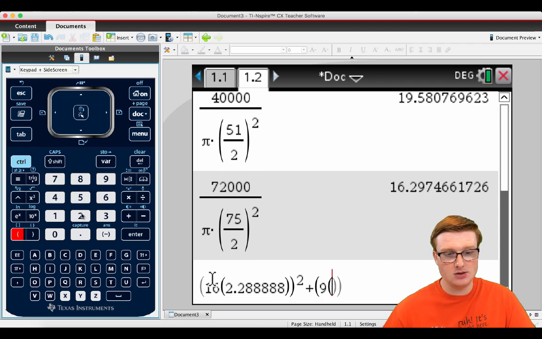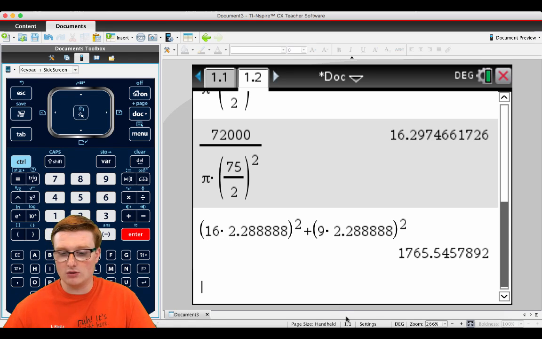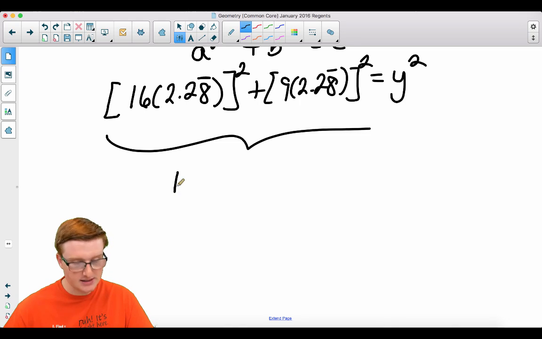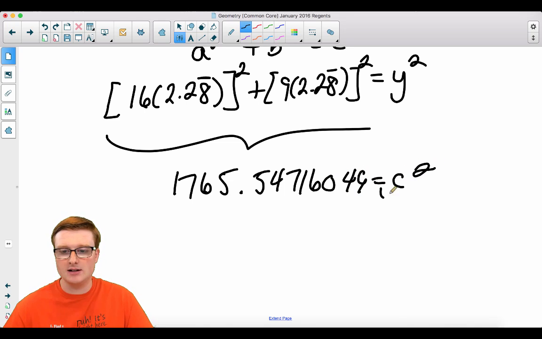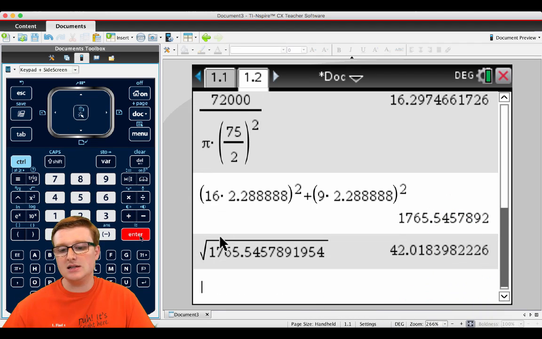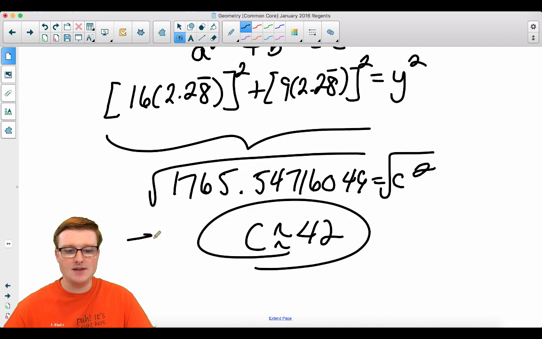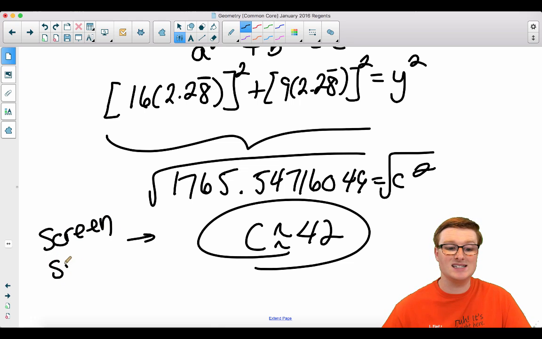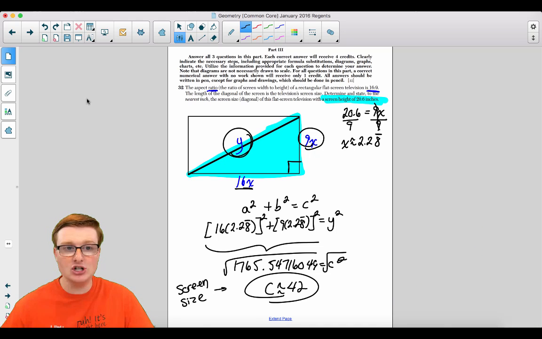Plus 9 times 2.2, 1, 2, 3, 4, 5/8, and then square it, and you get that number right there. Now you have to take the square root of that number. So it's 1765.54716049, which is equal to c squared, and now you take the square root of both sides. So the square root of that number is approximately 42. So c is approximately equal to 42, and this, ladies and gentlemen, is your screen size, and that's why it is going to be that number. All right, that's how you do question number 32.